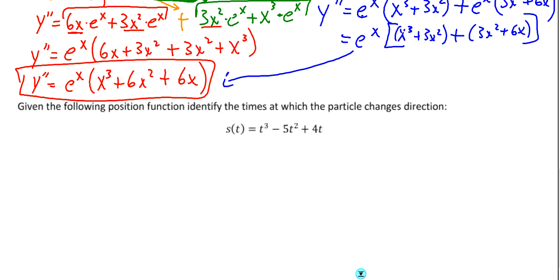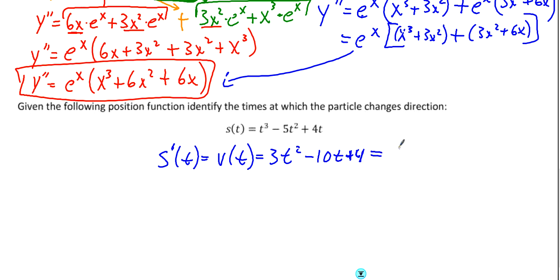Okay, so the first thing I need to do is find velocity. And you should know by now that the derivative of position is my velocity equation. So you take the derivative, which gives you 3t squared minus 10t plus 4. So since we're looking at where the particle changes from positive to negative or from negative to positive, the only way you get from positive to negative or negative to positive is if you pass through 0. So before I can find out where it's negative or positive, I need to find out where the velocity is equal to 0.